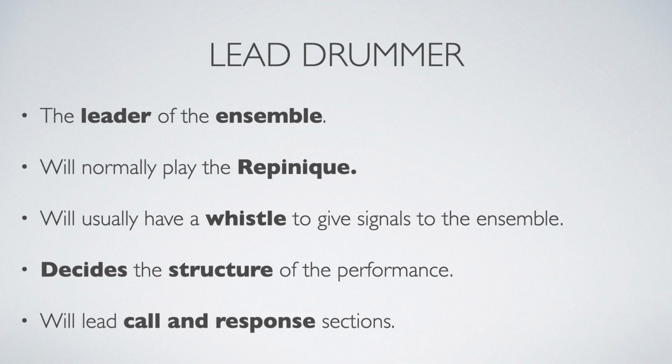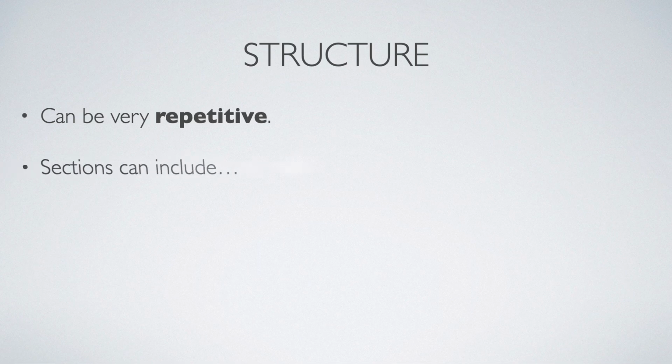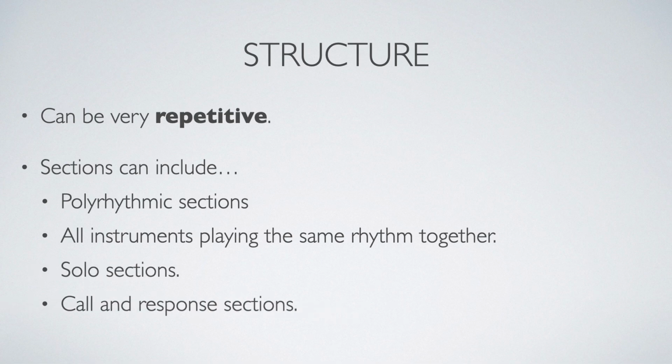So let's just take a quick look at the possible structure of samba music. Just like with African drumming, samba music can be very repetitive, but it will be broken down into sections to make it more interesting to listen to. So sections can include polyrhythmic sections, that's where all the different rhythms are being performed at the same time. There'll be sections where all instruments play the same rhythm together in unison. Solo sections where just one instrument or one group of instruments will play on their own, and call and response sections which will be led by the lead drummer.